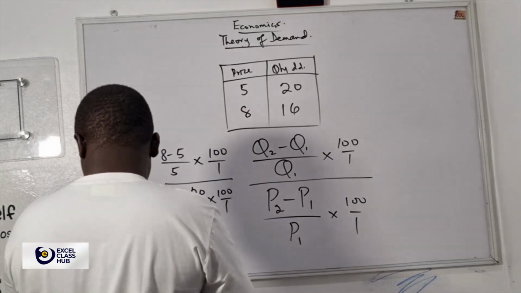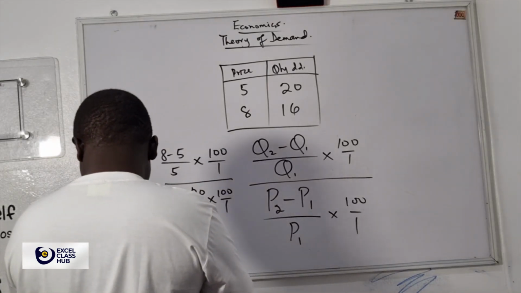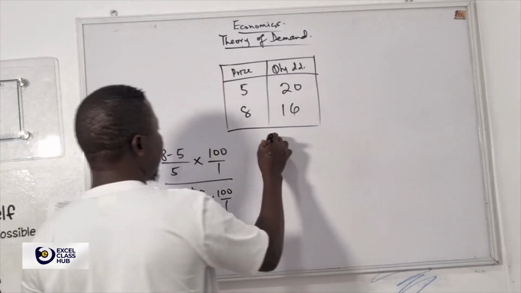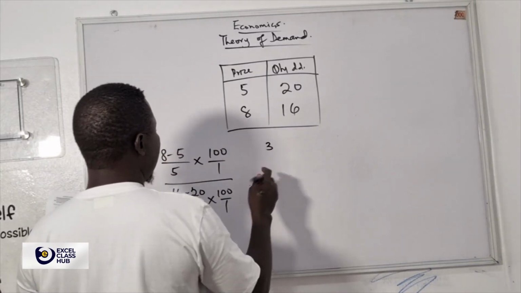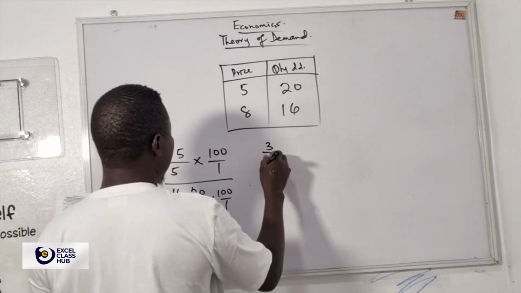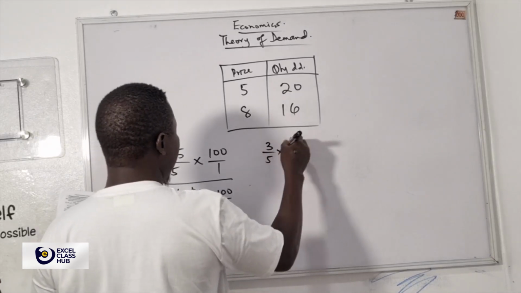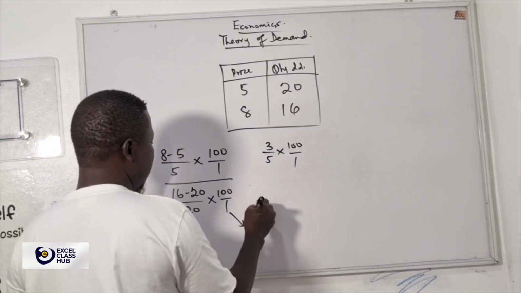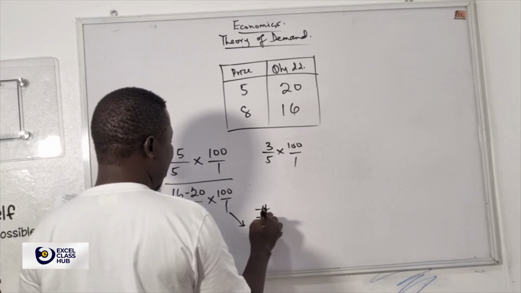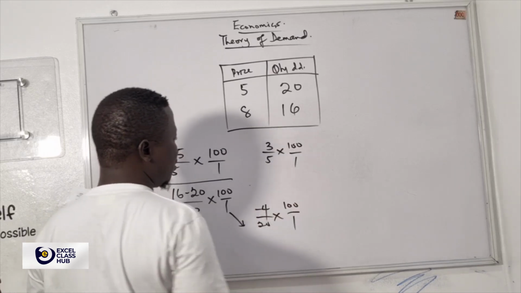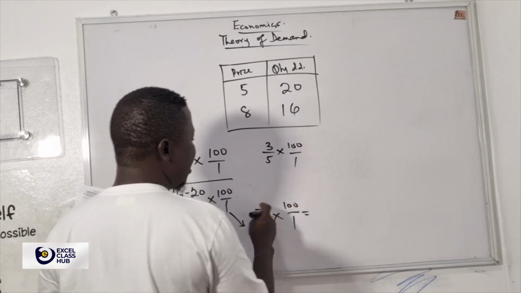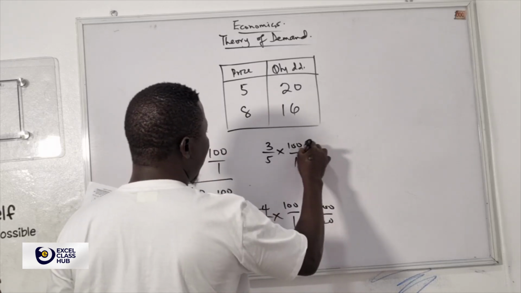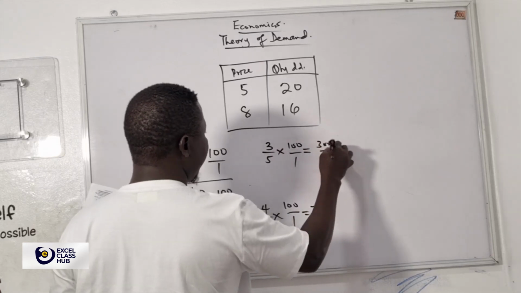Now, from here, 8 minus 5, we have 3, divided by 5 times 100 over 1. We have also minus 4 over 20 times 100 over 1. What do we say here? Here we have minus 400 divided by 20. Here we have 300 divided by 5.